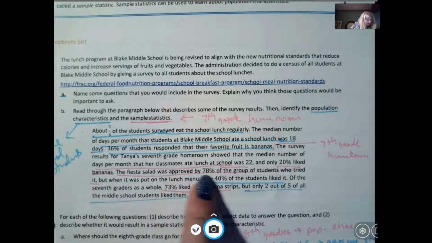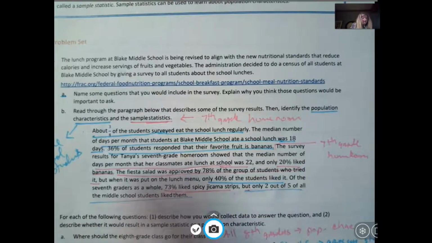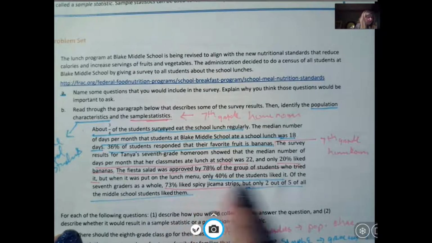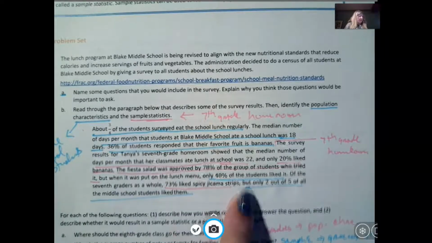So then the Fiesta was approved by 78% of the group of students who tried it. So that, again, is just a sample. That's not the whole population. It's just of the people who tried it. Now, 40% of the students liked it. So this is out of all the students. That is population.